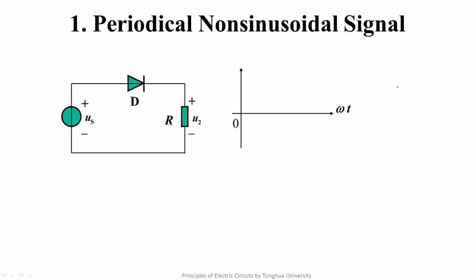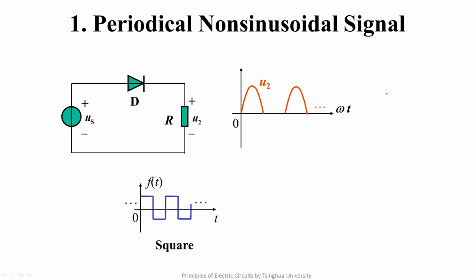Periodical non-sinusoidal excitation is plentiful in circuits, such as half-wave rectification based on a diode. If US is a sinusoidal signal, the waveform of U2 should be like this. Obviously, it's a periodical non-sinusoidal signal. If U2 is the excitation of the next stage, what's the response?